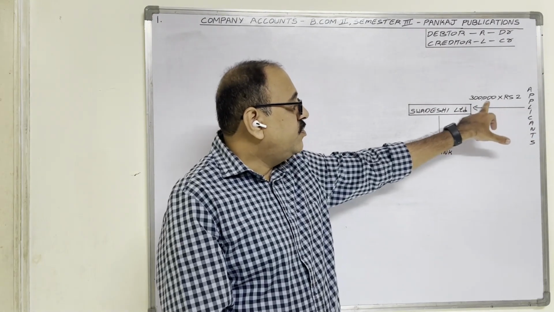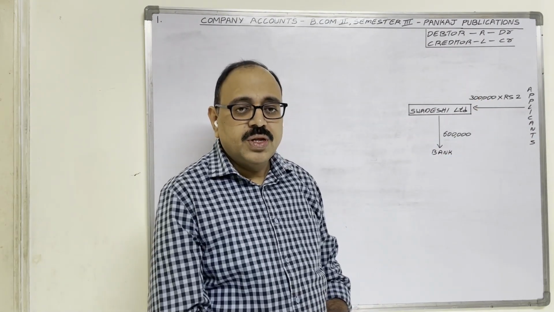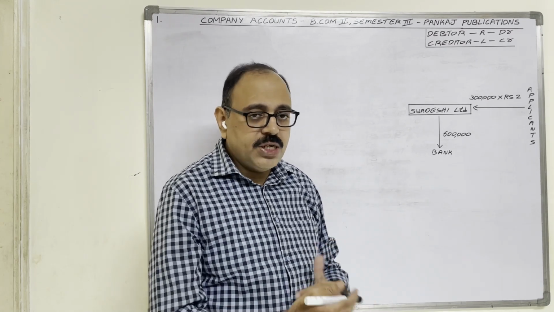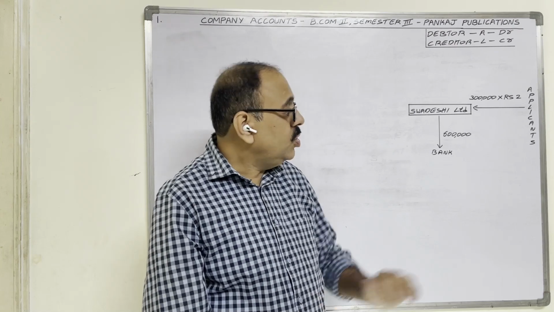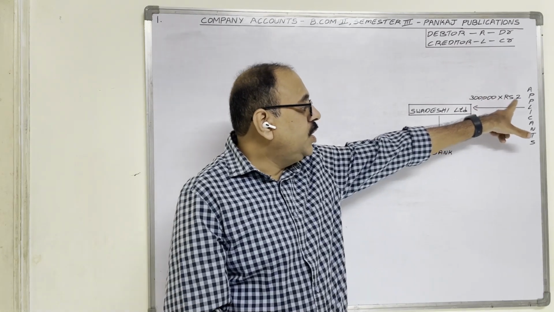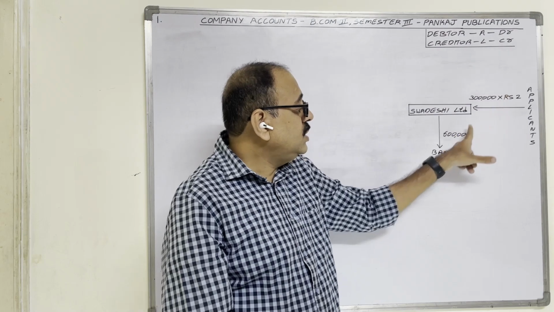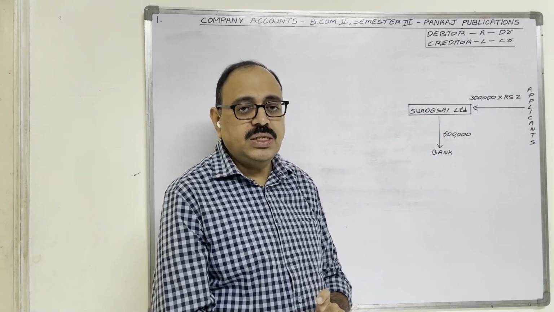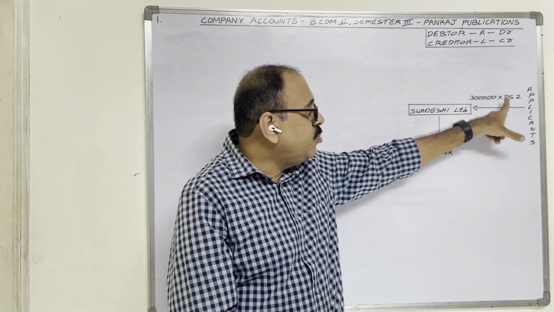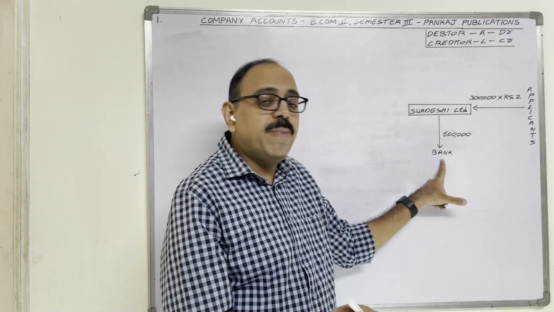Applicants applied for 3 lakh shares. First they have to pay application money. On one share, application money is 2 rupees. So 3 lakh shares into 2 rupees, total 6 lakh rupees applicants paid to the company. Our assumption is that applicants directly deposited this money in the company's bank account.